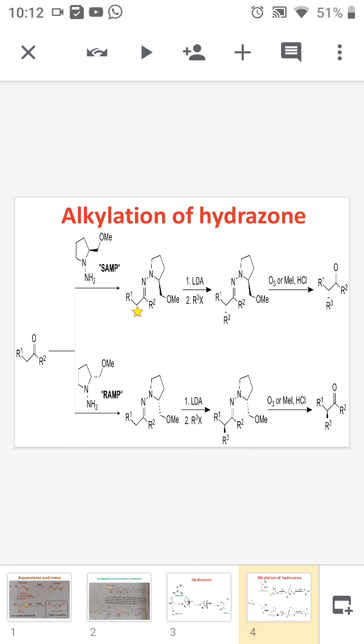Similarly, in the RAMP also, we react the RAMP with the carbonyl group, and after that it will react with LDA, and the alkylation will occur in this position, and after that we will remove the hydrazone and the carbonyl group is regenerated.